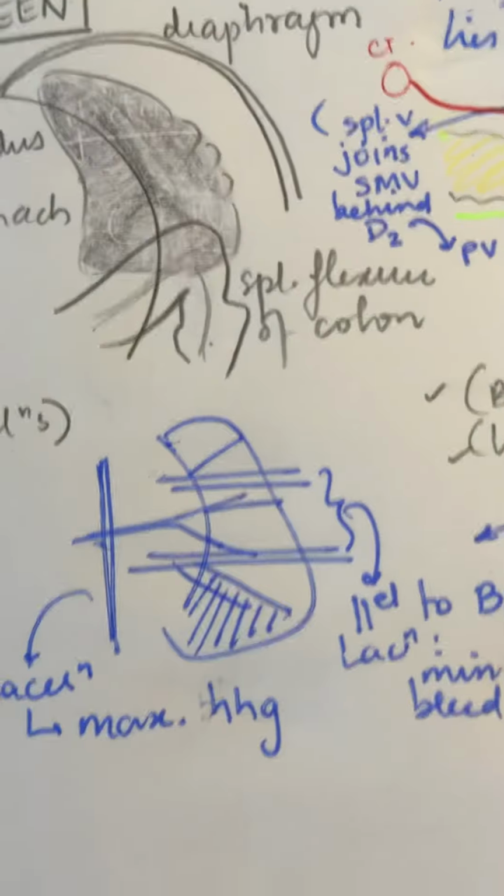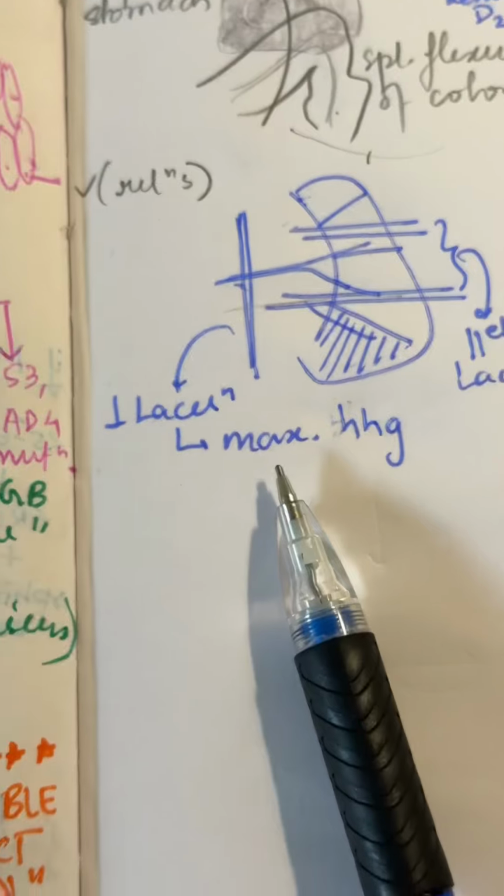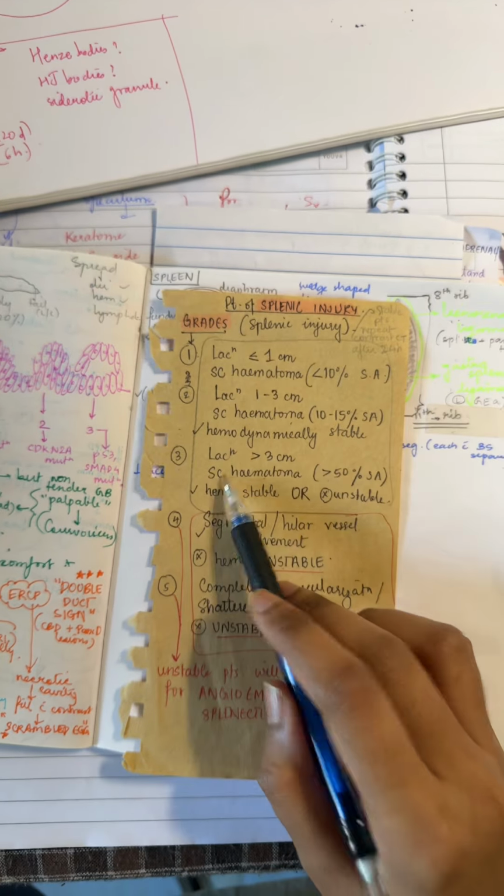In a patient with splenic injury, if you have a laceration parallel to the blood supply, we'll have minimal bleeding, but if it cuts through the blood vessels perpendicularly, there'll be maximum hemorrhage. There are 5 grades of splenic injury. We're looking mainly at the laceration, the percentage of subcapsular hematoma, and hemodynamic stability of the patient.